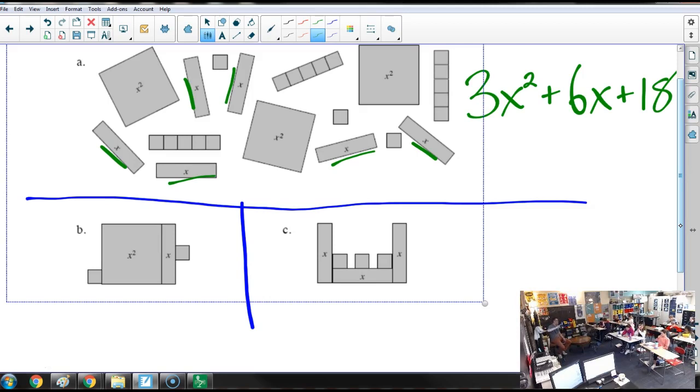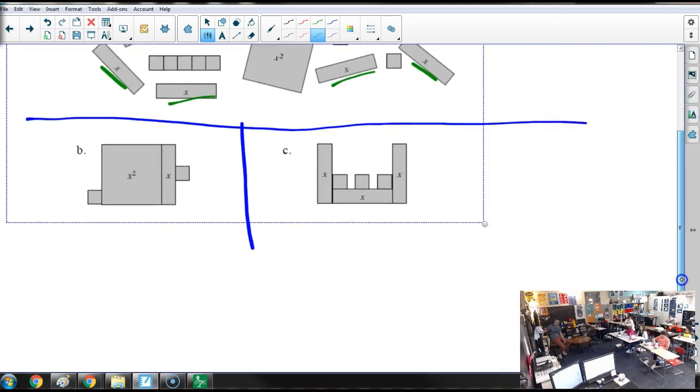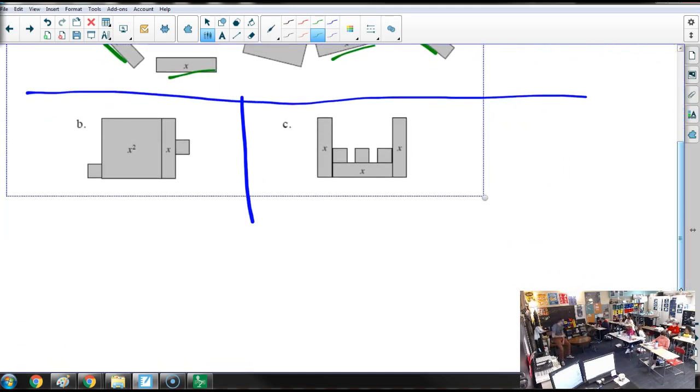For B and C, I want you to write out the area and try to start thinking about perimeter. That's why we're coming back to it. Okay. So I'll give you probably 3 minutes, down to the 30 at least. Because they're put together, start thinking about perimeter.